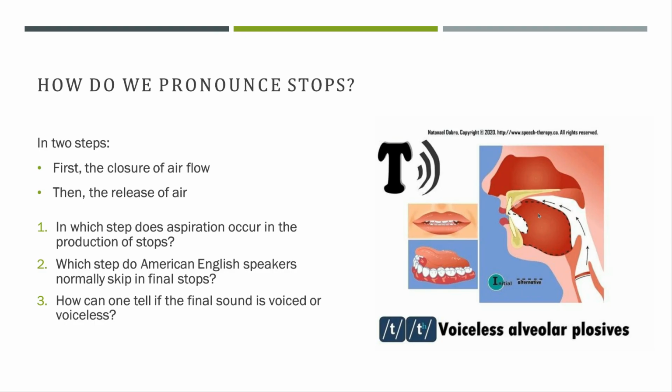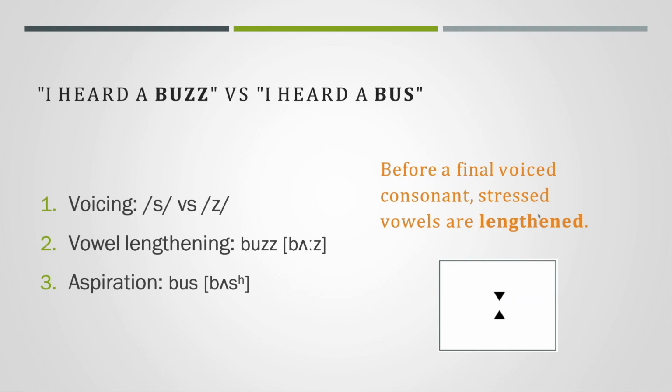So, this second step, the release of air, is actually skipped when we have one of these sounds at the end of a word. Therefore, you might be wondering, how can one tell if the final sound is voiced or voiceless then if I can't hear it? In that case, we need what we call lengthening. For example, if I say I heard a buzz versus I heard a bus, you will notice that one of these words ends with a final voiced sound, the first one, buzz, while the means of transportation ends with a voiceless continuant, bus. One of these two words will have a longer vowel sound, and that is going to be the word which ends with a voiced consonant, buzz.